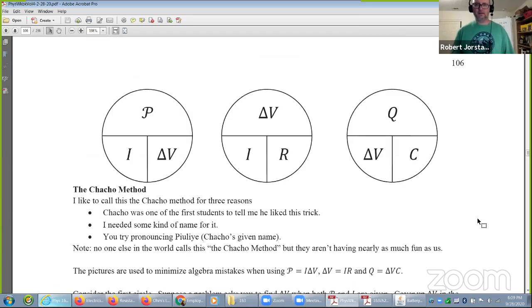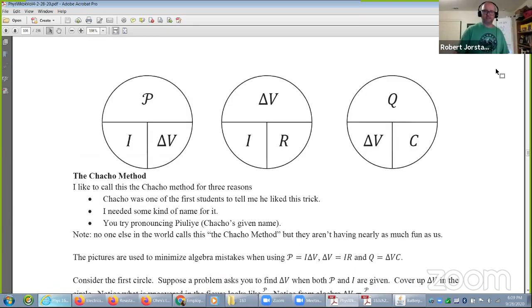Oh, okay. I forgot this. So page 106. If you need a little mnemonic device for keeping these together, I'll show you this. Nobody calls this the Chacho method, only me. It's just because Chacho was one of the students that told me he liked this. I needed some name, and this was his real name. I still don't know how to pronounce that. So Chacho, if you're out there, what's up, man? Thinking of you.